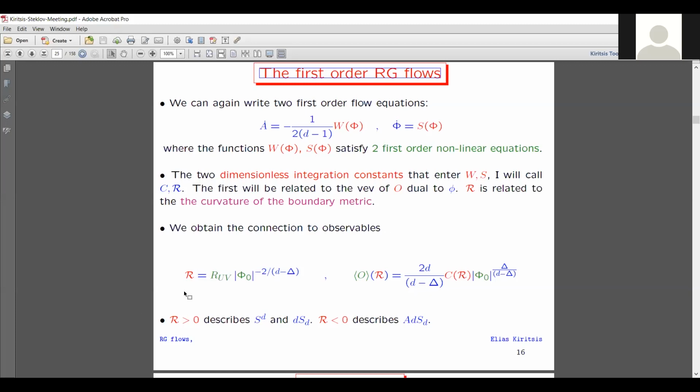So the precise connection to the observables is given by these relations that I wrote before. This is the appropriate definition I used before, and this is the relation that connects the vacuum expectation value of O to this parameter C, which is now a function of this dimensionless parameter, because the vacuum expectation value of the scalar in fact depends on the curvature. If script R is positive, then I'm describing positive curvature manifolds like the sphere or de Sitter, and if it's negative, you describe AdS.